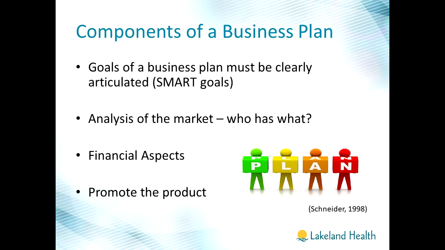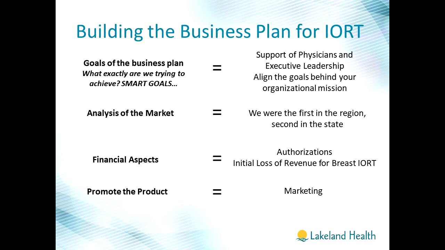So, the components of a business plan. A business plan essentially has 4 main aspects. First and foremost, you need to have goals within a business plan. They must be clearly articulated, such as SMART goals. You have to have an analysis of the market, so who has what. Financial aspects, I think that's a hot topic here today or in the last couple of days. And then also promote the product. You have to be able to promote the product or market the product.